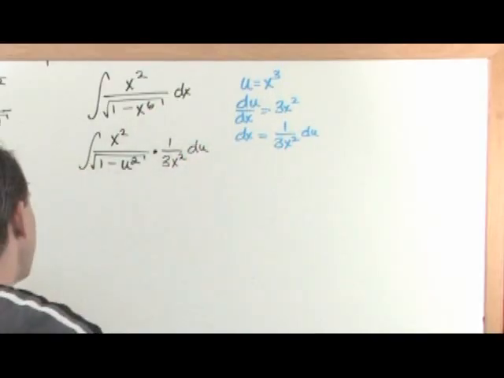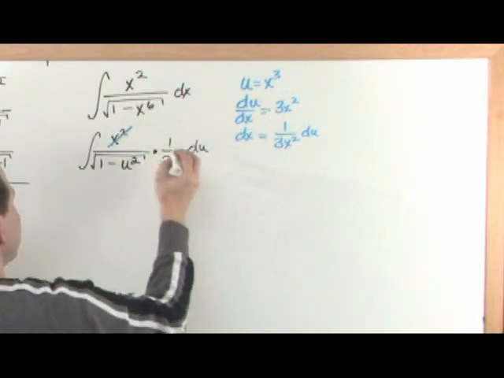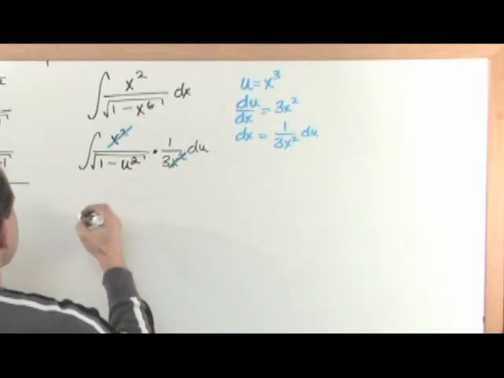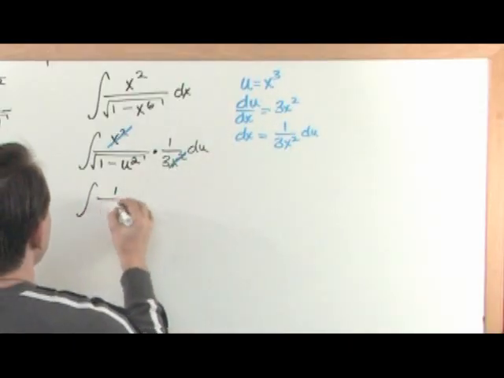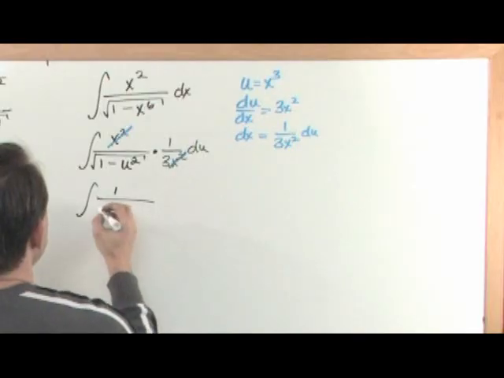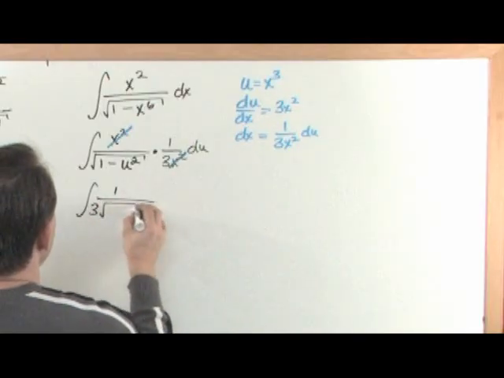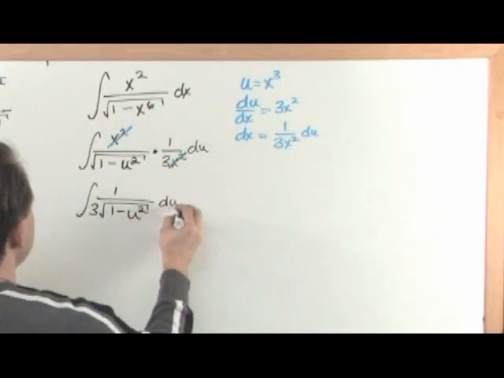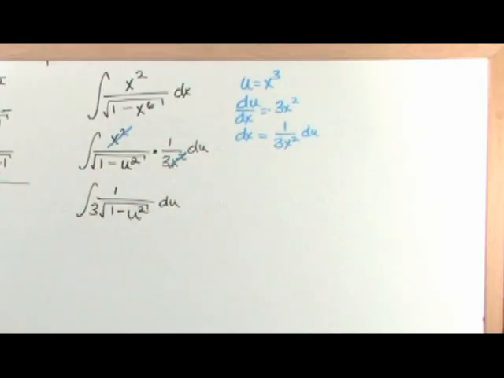Look at what I've done here. I was able to transform this integral, because this cancels with this, into an integral in terms of u only, and it's a simpler integral. That's the point. You want to make them simpler. So integral of 1 over, okay, 3 times the square root 1 minus u squared du. Okay? That's what I did there.